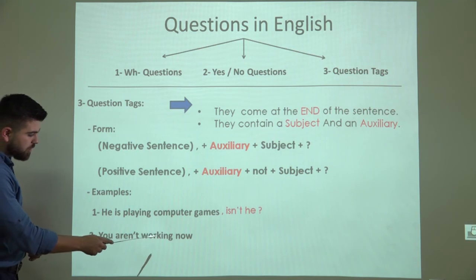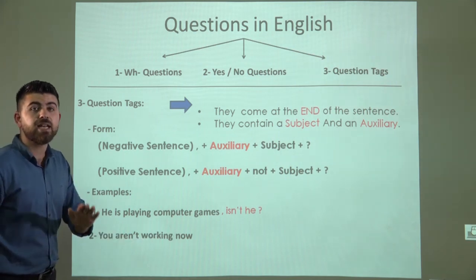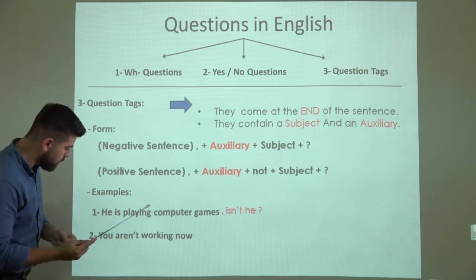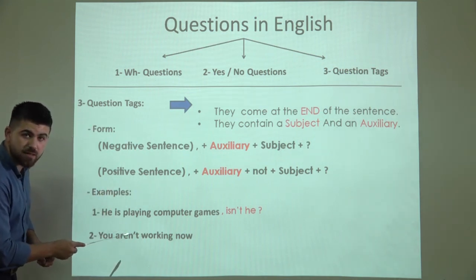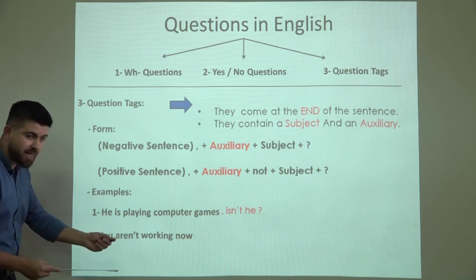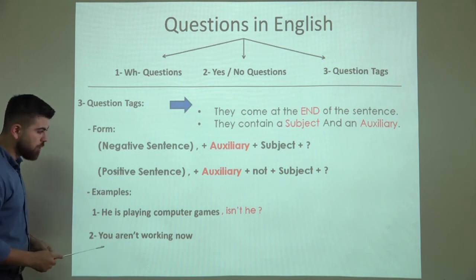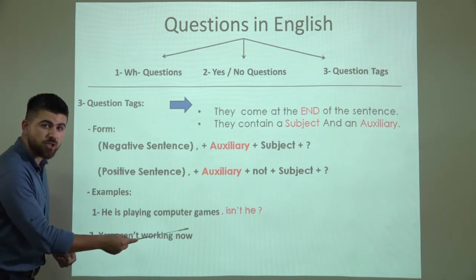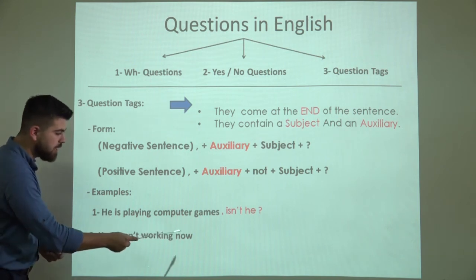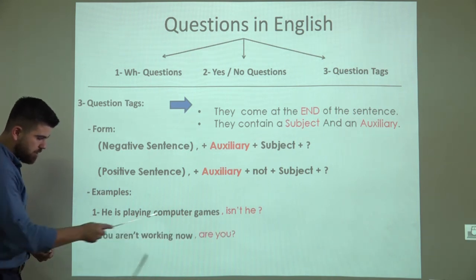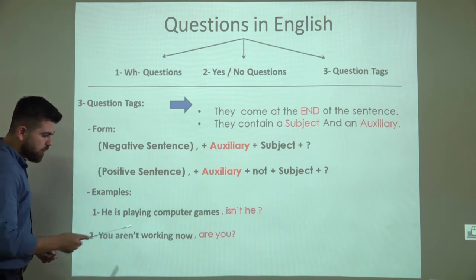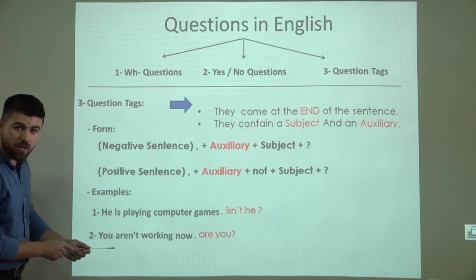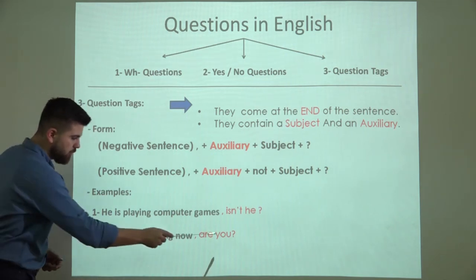You are not working now. It is a negative sentence, with not on it, and "aren't" is a contraction, right? If we expand it, it becomes are not. So do you know the answer? Do you know how we can form the question? Of course you know. So tell me. Are you? We put the auxiliary plus the subject. The auxiliary here is are and the subject is you.